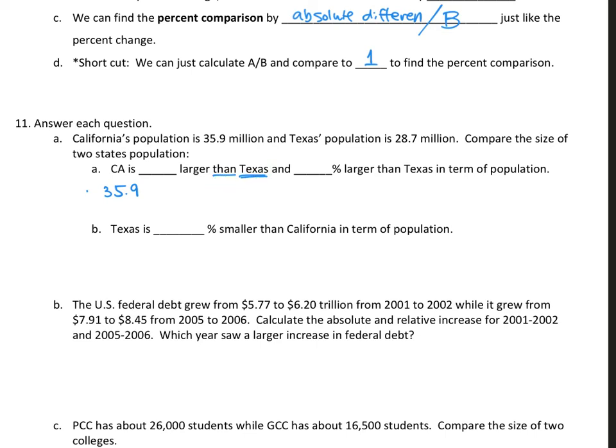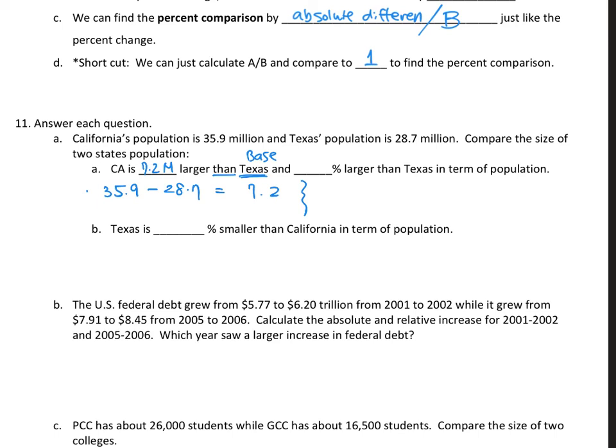So 35.9, which is California, minus 28.7. So if you look at the difference, it's 7.2. There's a 7.2 million population difference. So that's the absolute difference. So 7.2 million larger than Texas. But what percentage is that? Again, we're using Texas as base because California is larger than Texas. So this is my base.